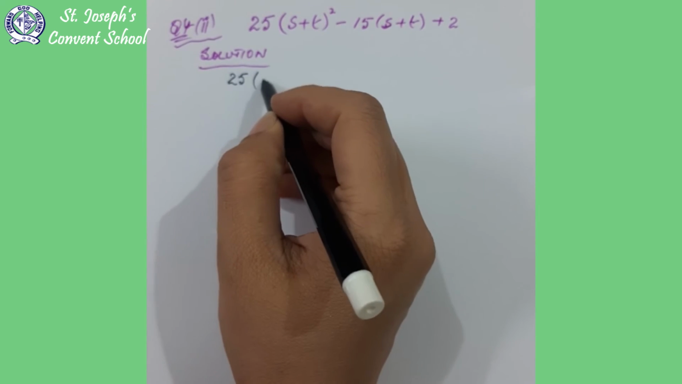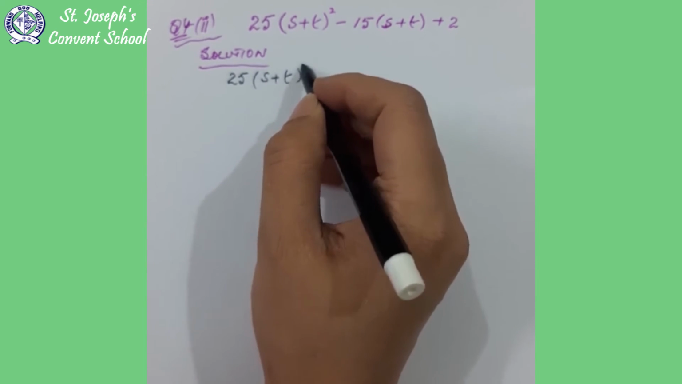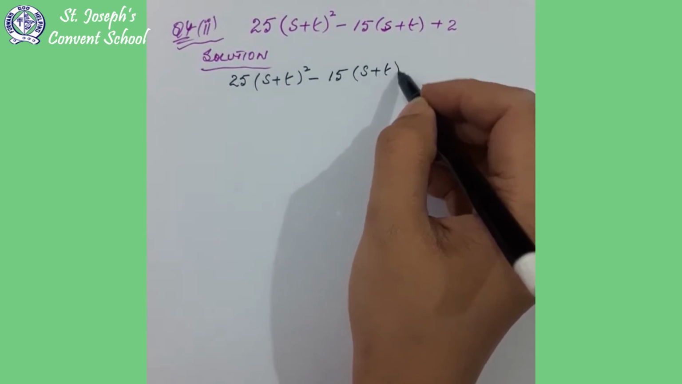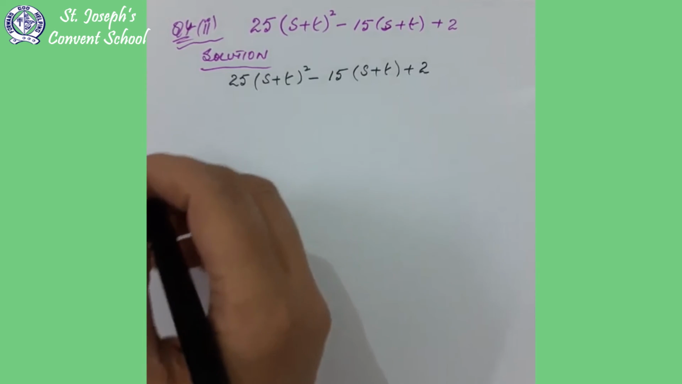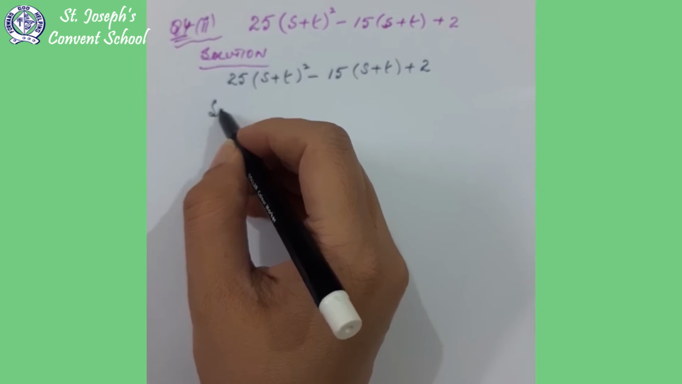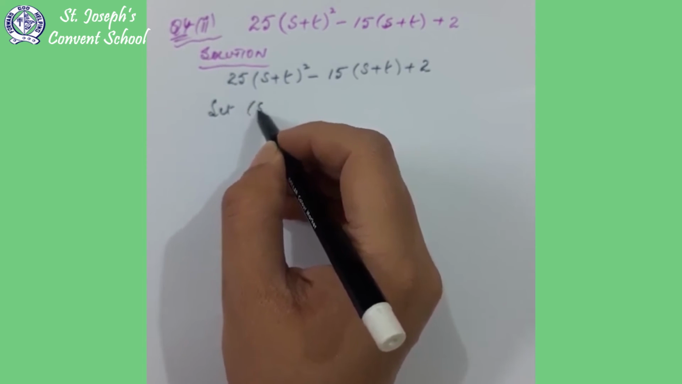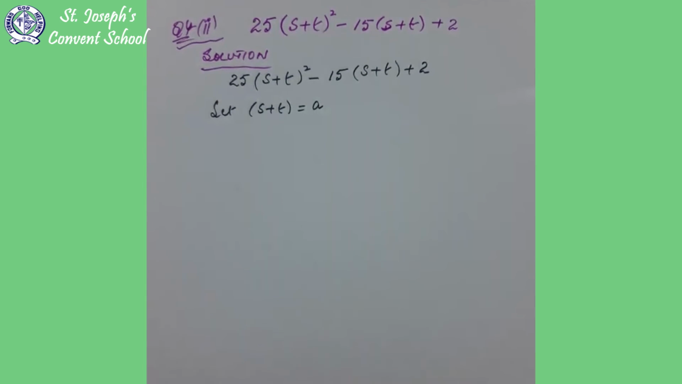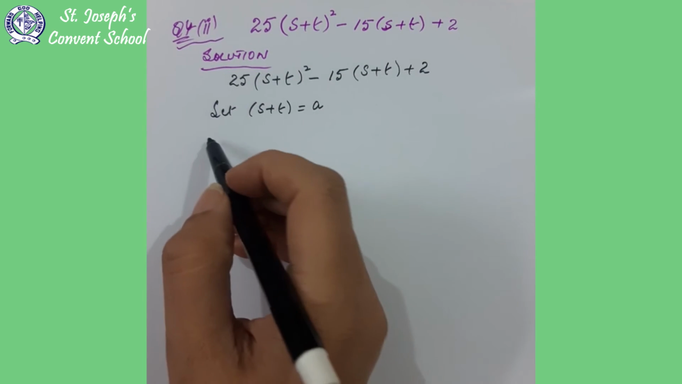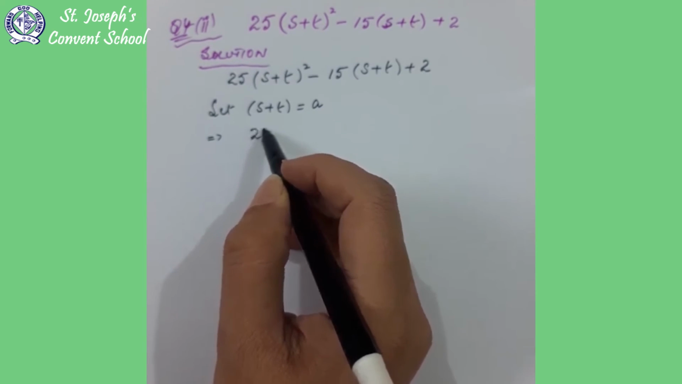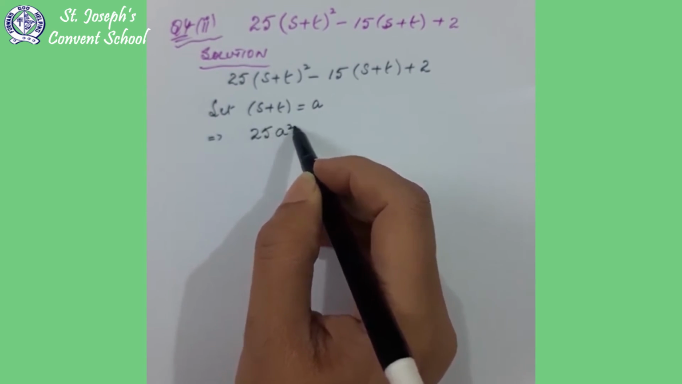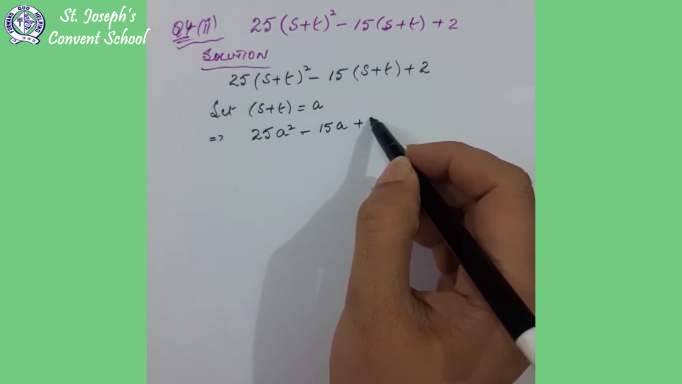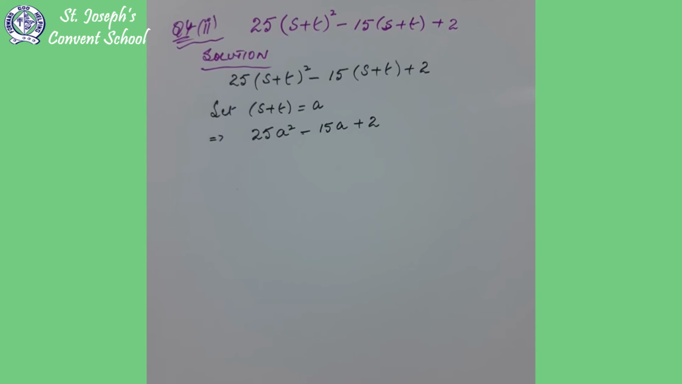25 (s plus t) square minus 15 (s plus t) plus 2. Now let's suppose that s plus t is equal to a. We are now supposing that this bracket is one term a. So this will change into 25 a square minus 15, and instead of s plus t you will write a, plus 2. It is easy to solve it this way.